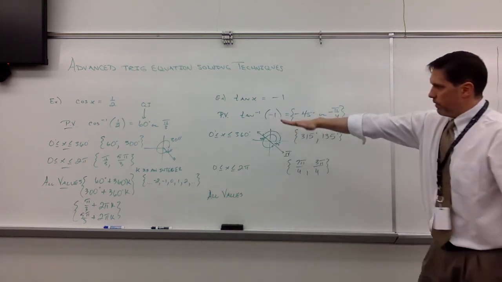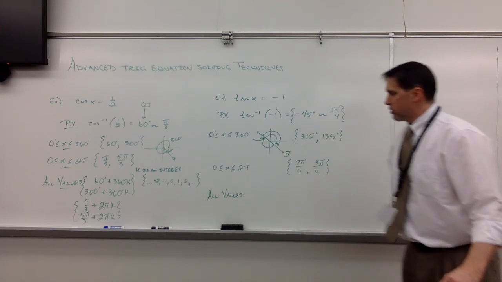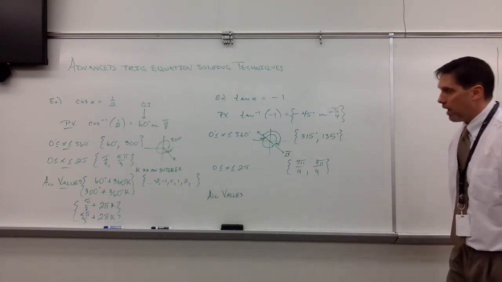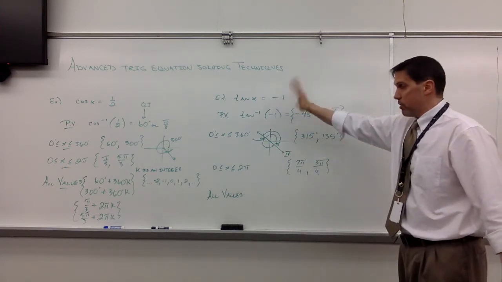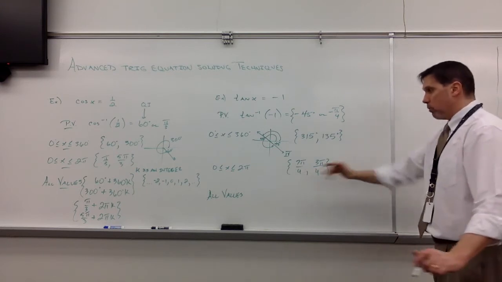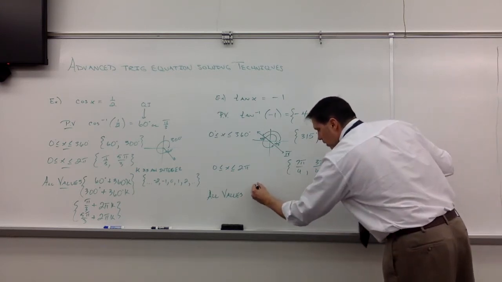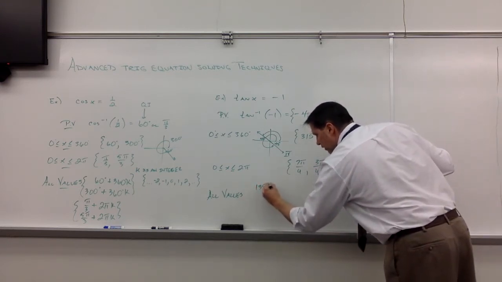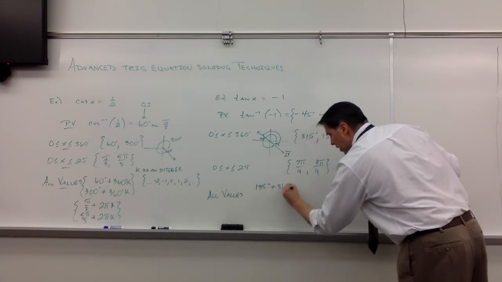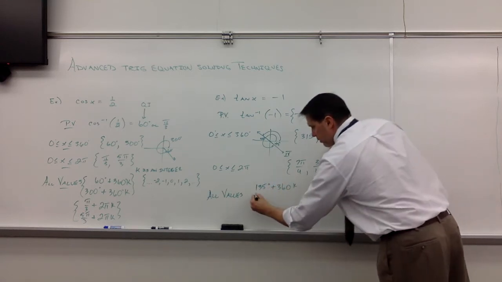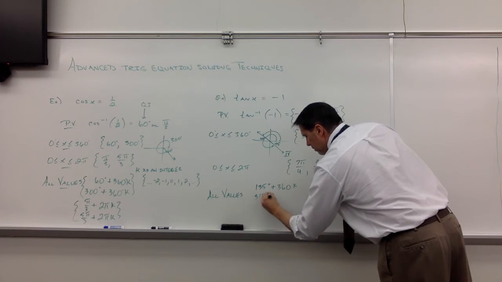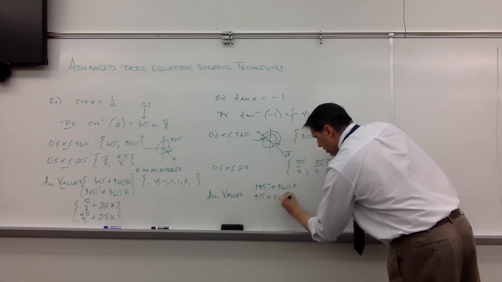I don't want principal value. I don't want 0 to 360, 0 to 2 pi. I want them all. I want all the values, all solutions to this equation, every single one of them. Well, we could go the route of saying, okay, it's 135 plus 360k. And then 315 plus 360k.